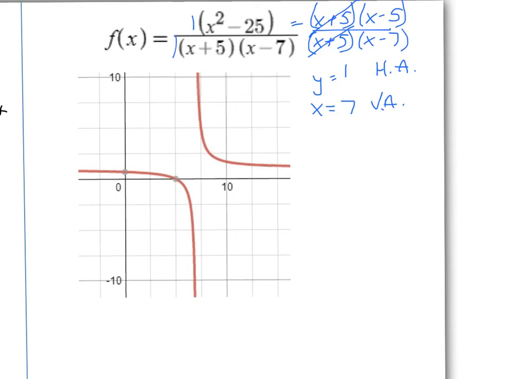And then let's see here. The x-intercept is going to happen at x equals 5, and we see that happening right there. Okay? So that and plotting a few more other points will tell you what your function's doing.